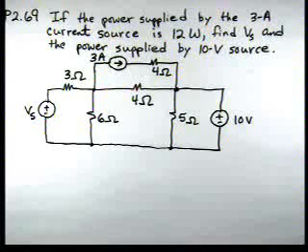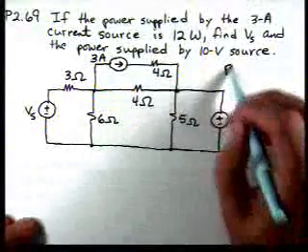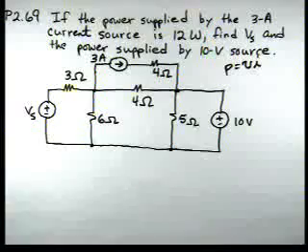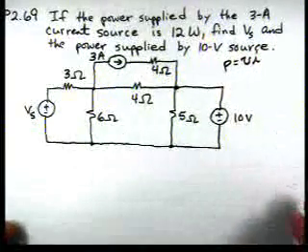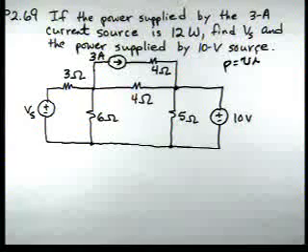The first thing we need to determine: the problem starts off and says the power supplied by the 3 amp current source is 12 watts. We remember P is equal to V times I, so that's going to tell us that the voltage across that current source is 4 volts. Now, what polarity should it have?